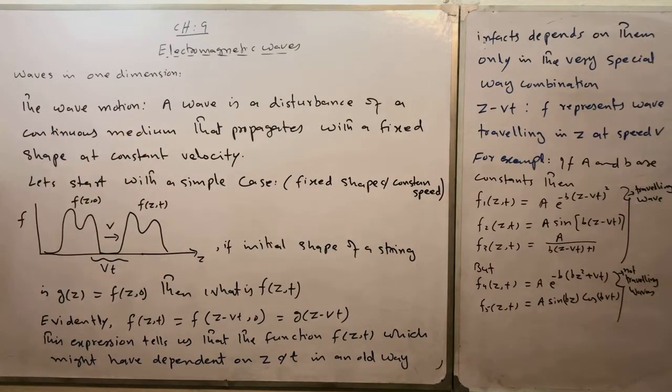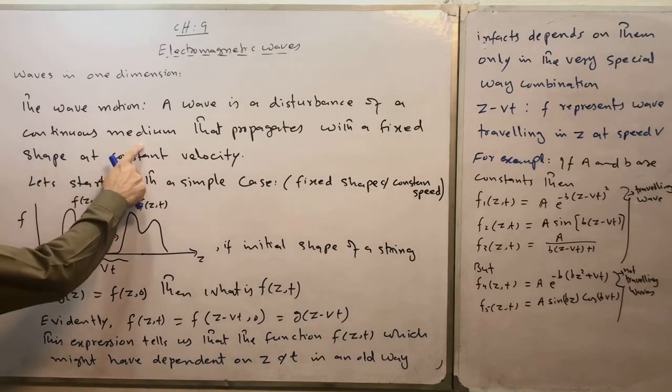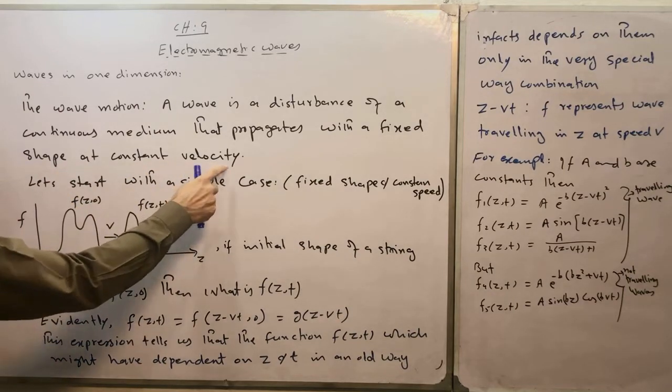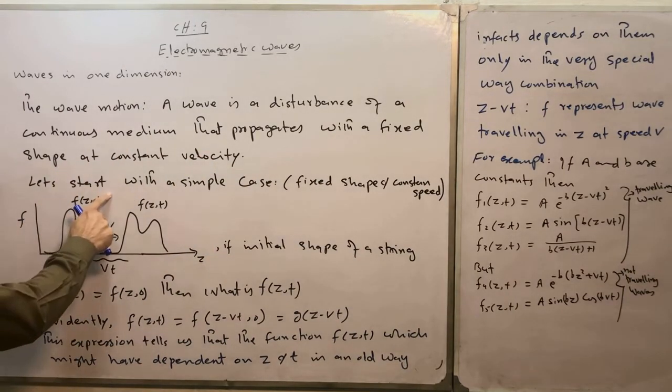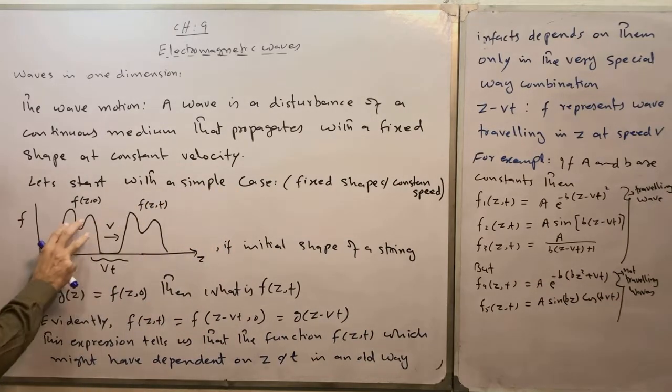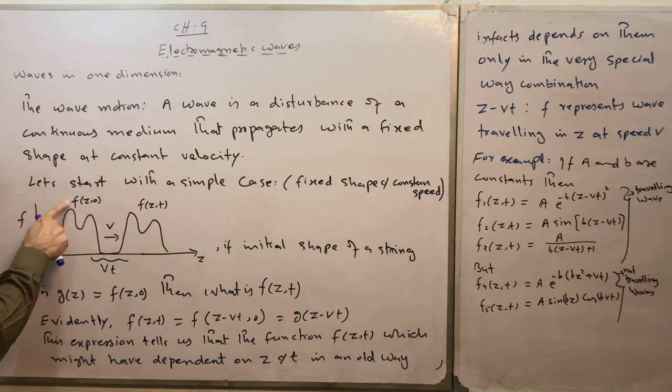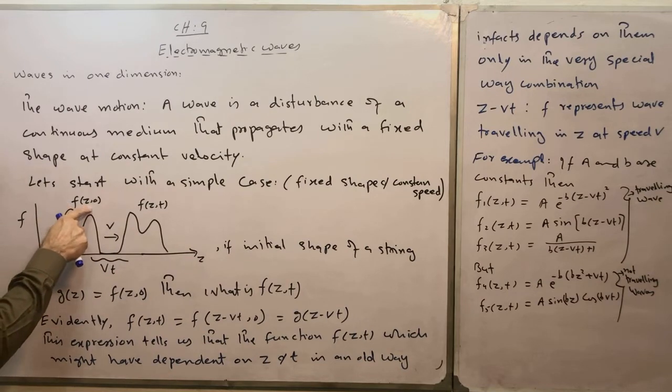So I have defined a wave as a disturbance of a continuous medium that propagates with a fixed shape at constant velocity v. Let's start with a simple case. This is a very simple case, and here the shape is fixed and this shape is moving with constant speed v. So if time is equal to 0, this shape is f of z. Mathematically we can represent this as f of z, 0.